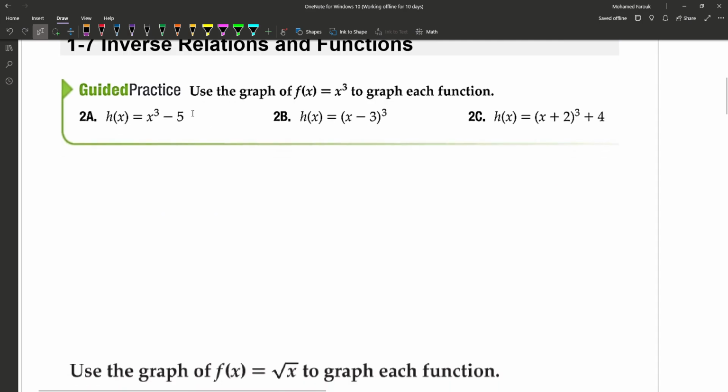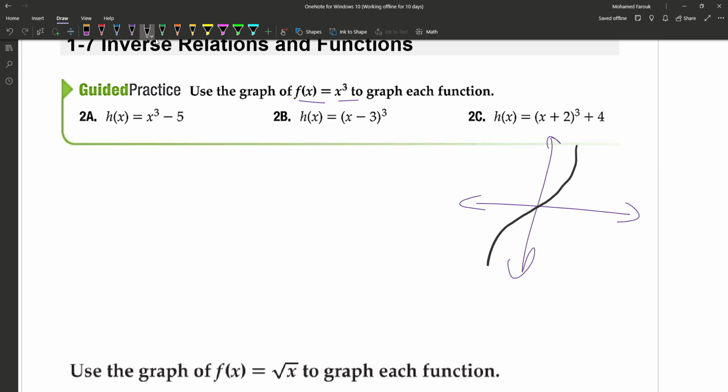First question. Practice using the graph of f of x equals x cubed to graph each of the following functions. At first, let's remember what the graph of f of x equals x cubed looks like. It will be like this. We have the coordinate plane, and this is the graph of x cubed.